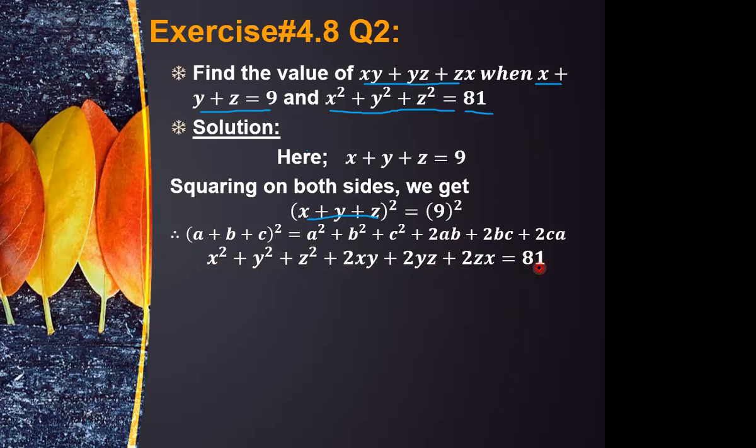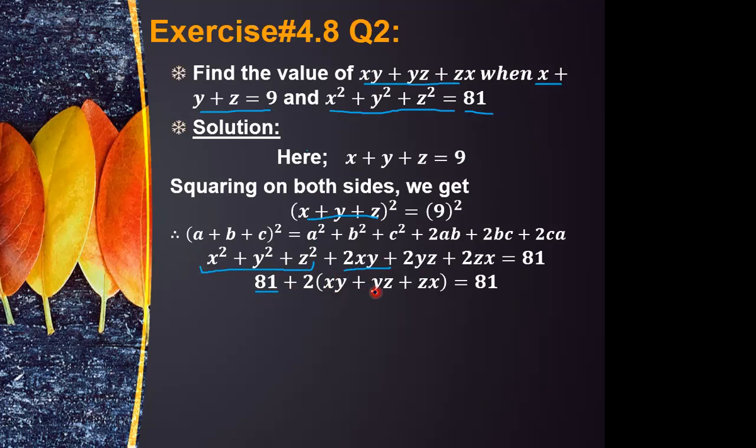Now, what is required here? Basically, as you can see, the value of this term is given to you, and what is required here is xy plus yz plus zx. So what you will do, you will take 2 common here. So in the next step, I'm going to take 2 as common and put the value of x square plus y square plus z square, which is equal to 81. Okay, then 2 as common, so what will be left? xy plus yz plus zx, right?